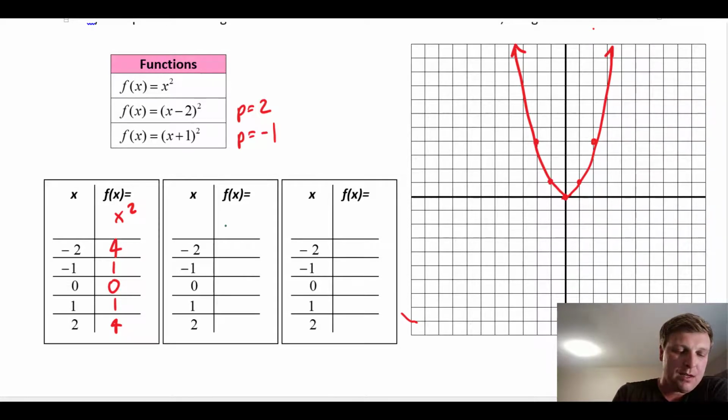So now what happens if we have f of x equal to x minus 2, and then this whole thing is squared? Well, in this case, put in 0. 0 minus 2 is negative 2. Negative 2 squared is 4.